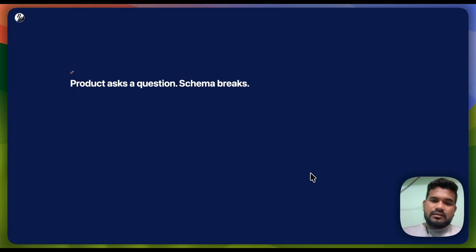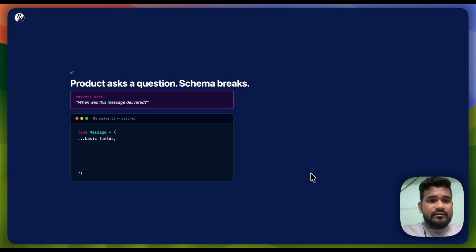Now, let's say an engineer worked on this and created a message table and added the status column. Now the product team or product managers ask the question, when was this message delivered? No idea, right? So the engineer will try to add a few more columns, like sent at, delivered at, read at.